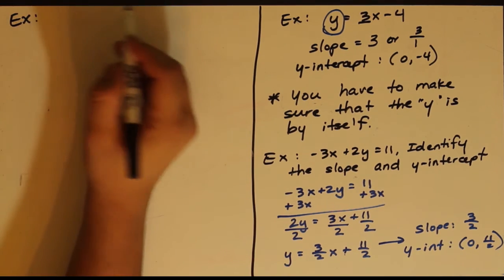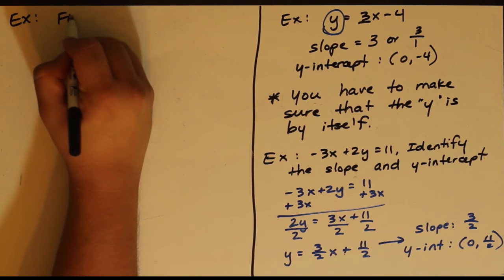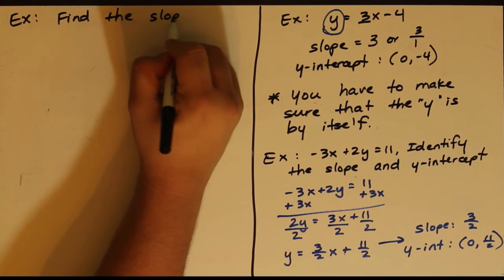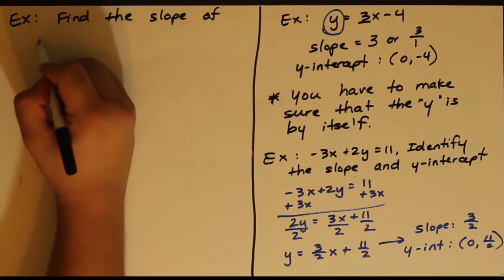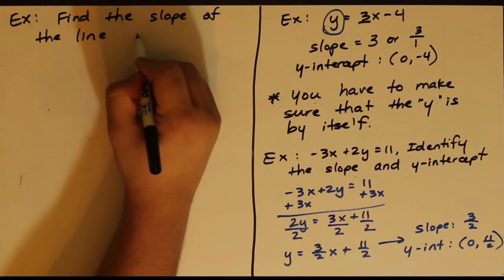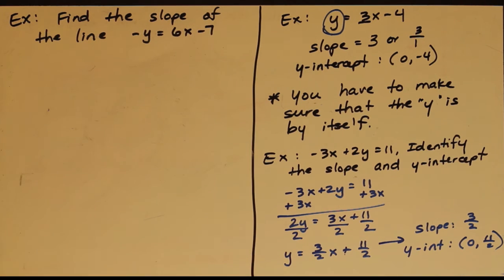Okay, so let's say they gave you a question. Let me just change the wording up a little. Let's say they say find the slope of the line negative y is equal to 6x minus 7.